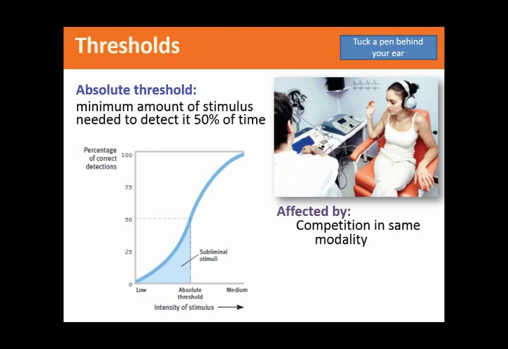So if you have competition in what we call the same modality, hearing is one modality, vision is a different modality, touch is a different modality. If it's in the same modality, so if you've got lots of ambient noise going on, it's going to take a louder sound for you to detect it. If you have a lot of light in the room, it's going to take a brighter light for you to detect it as new and different. So competition in the same modality will raise your absolute threshold.